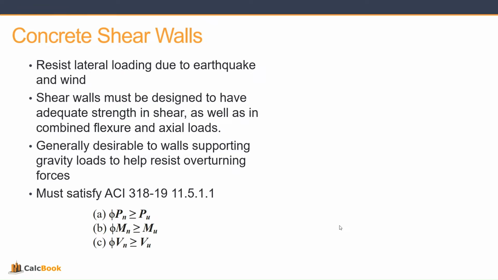So let's do a little background on shear walls. They are designed to resist lateral loading due to earthquake and wind, which means they must have enough strength to resist shear loads as well as combined flexure and axial loads. And typically, in building design with shear walls, we like to have those walls also supporting gravity loads, which helps resist the overturning forces. And we obviously need to satisfy the requirements in ACI 318, which checks for axial, moment, and shear, and then also the combined effects of axial and moment.